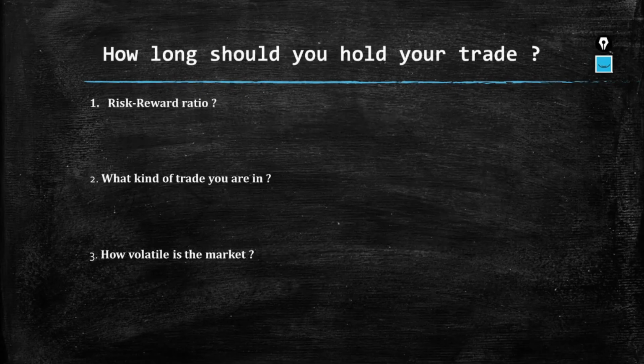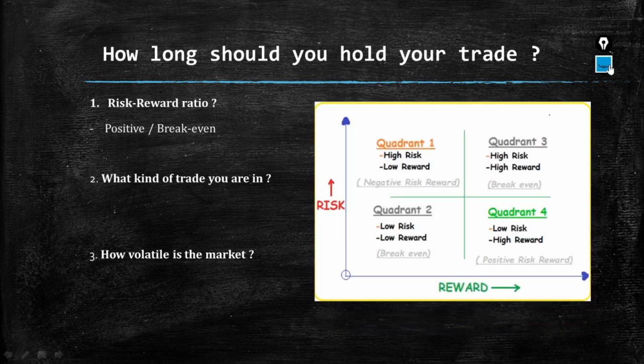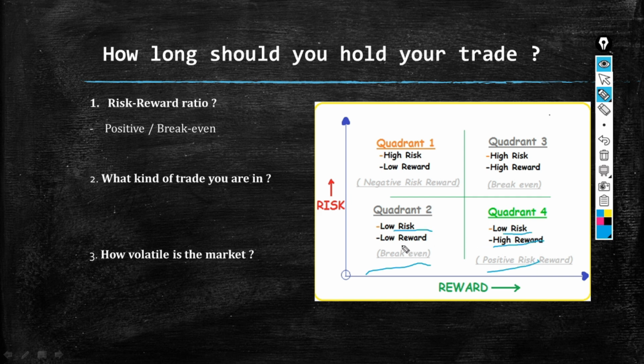So now, guys, we're going to be covering how long you should hold your trades. The first one we're going to start with is risk reward ratio. This is the most important because it will actually determine your overall growth in the Forex industry. The first thing is basically having a positive or a break-even risk-reward ratio, meaning that, guys, we actually want to focus on the fourth and the second quadrant, right? We want to have low risk and high return, low risk and low return. You should never find yourself having a high risk, high return, and this one is not even an option.